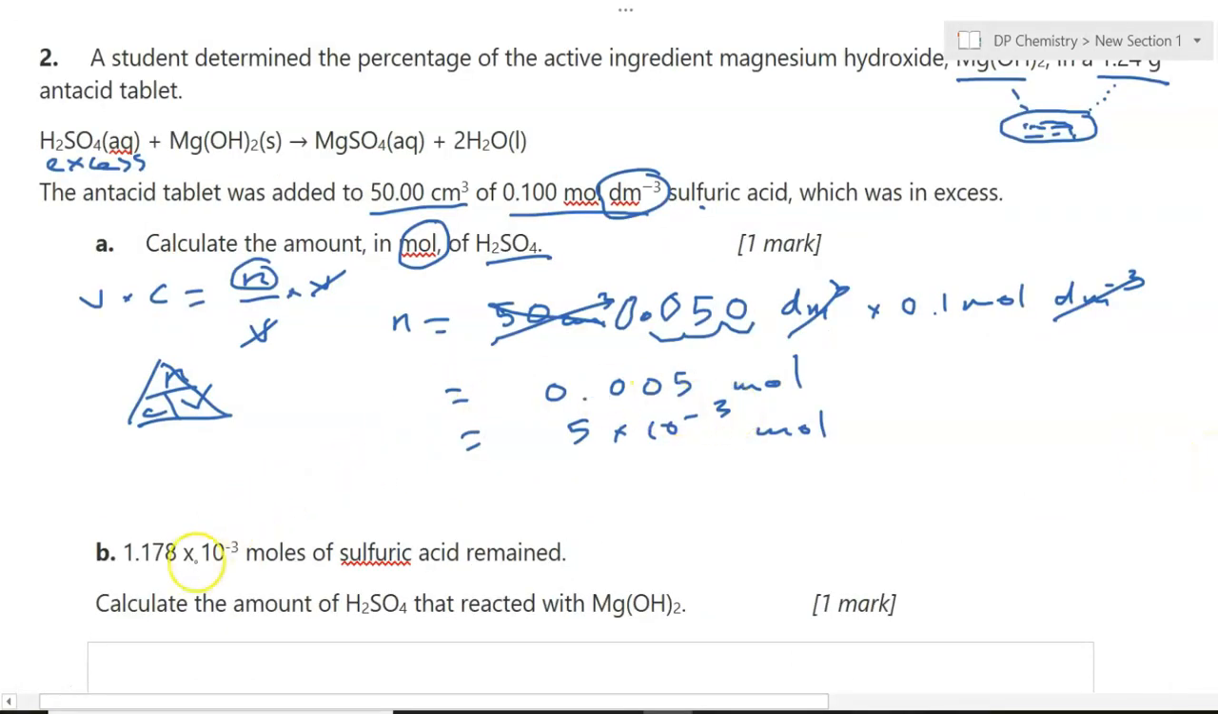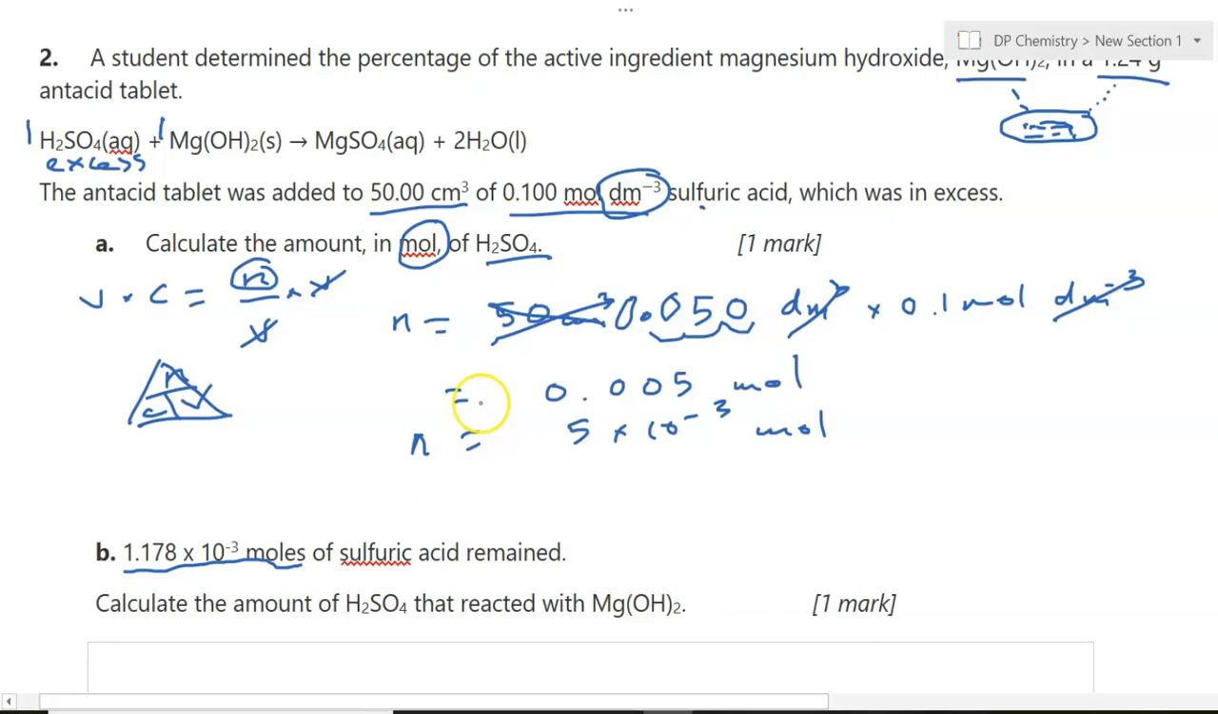Okay, next question. They say there are 1.178 times 10 to the minus 3 mole of sulfuric acid remaining. So out of the total number of mole of sulfuric acid, that much remains. Calculate the amount of H2SO4 that has reacted with MgOH. So you've got to look at the equation and look at the coefficients. 1 mole of H2SO4 reacts with 1 mole of MgOH.